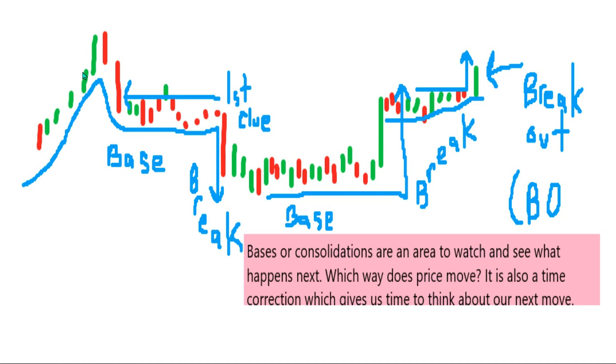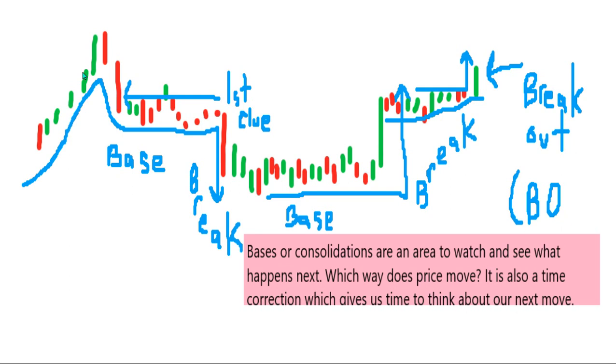Now this is kind of my second thing that I look for in combination with that. And what I'm going to focus on this month is just kind of a base or a consolidation and then a break higher or a breakout. So bases or consolidations happen all the time, and they're an area to watch and see what happens next. They're not always an area to take action. But what we want to look at on these bases is what happens out of the base. Which way does price move?